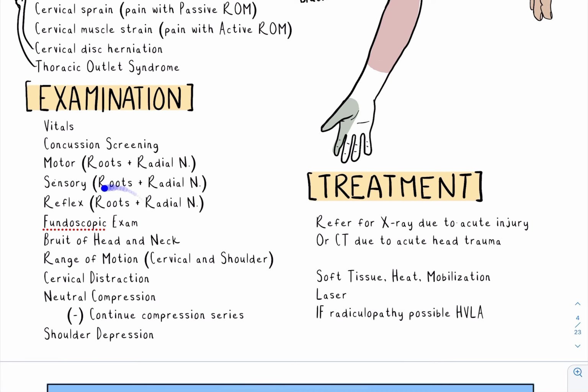You might do a fundoscopic exam if there's some concussive issues. You might do the bruit of the head and neck because of concussive issues and because they had sharp pain in the neck. You're going to do range of motion.